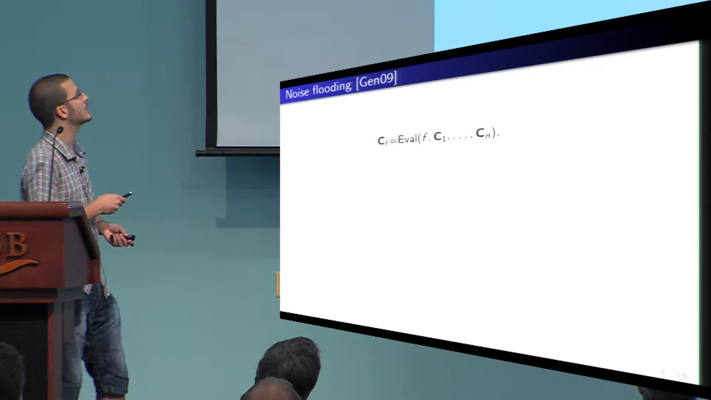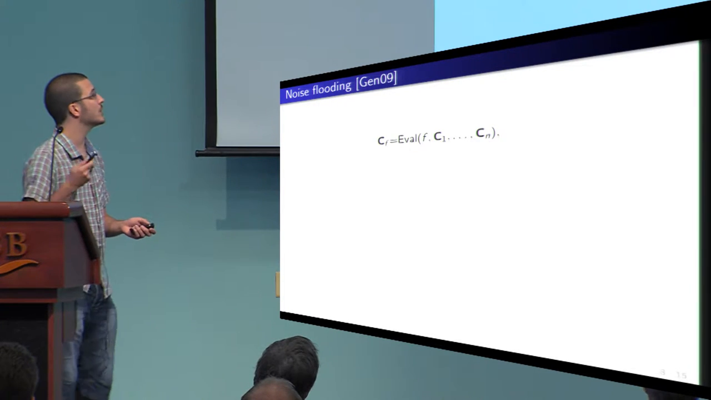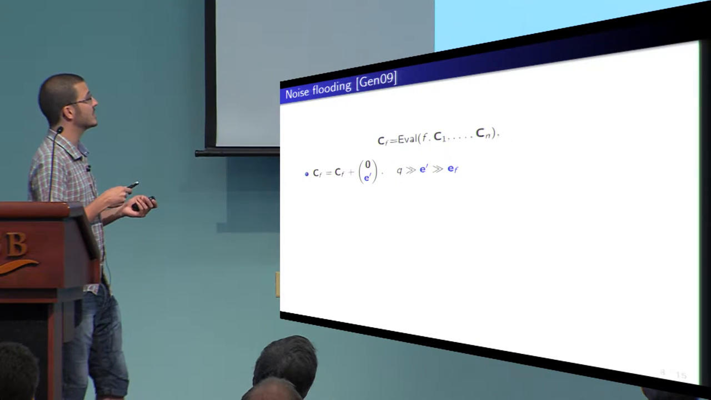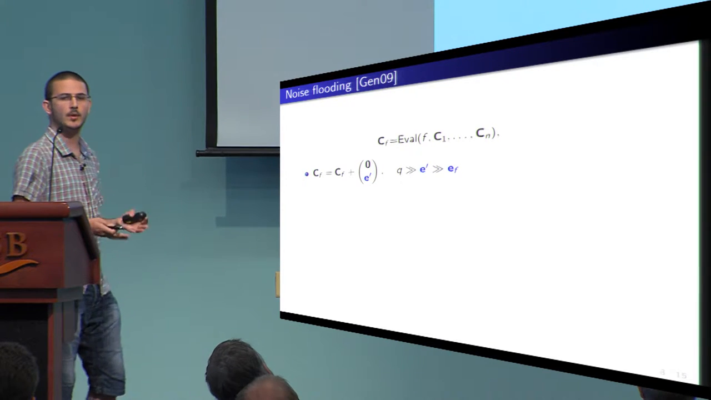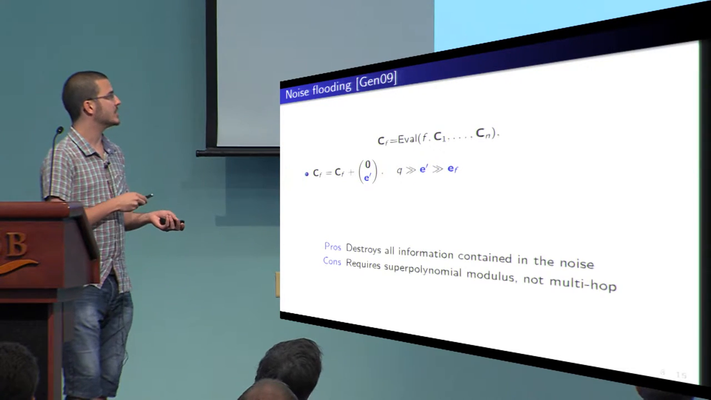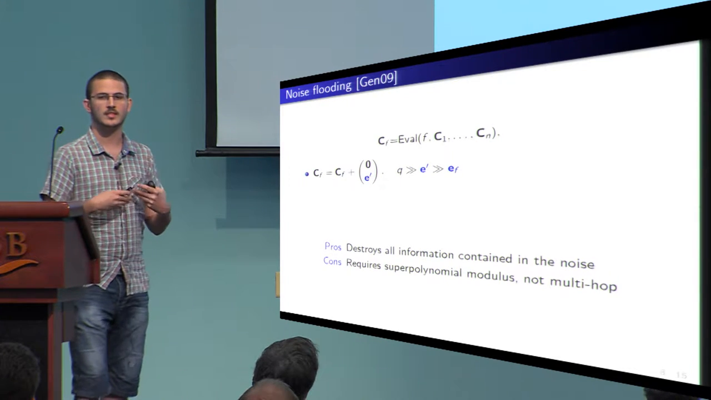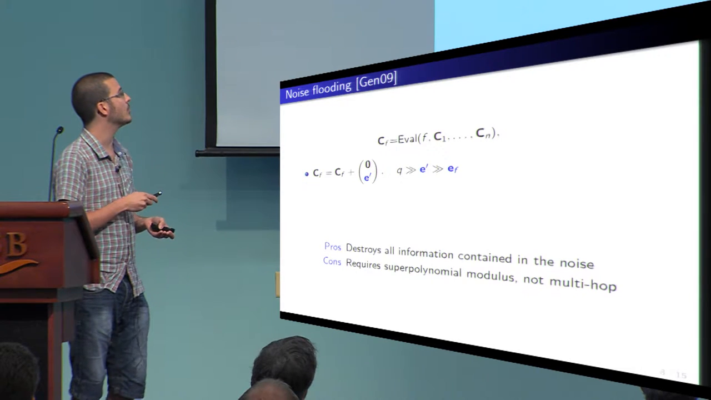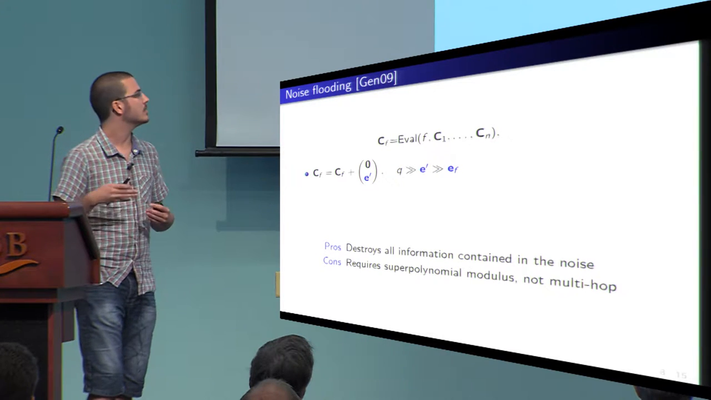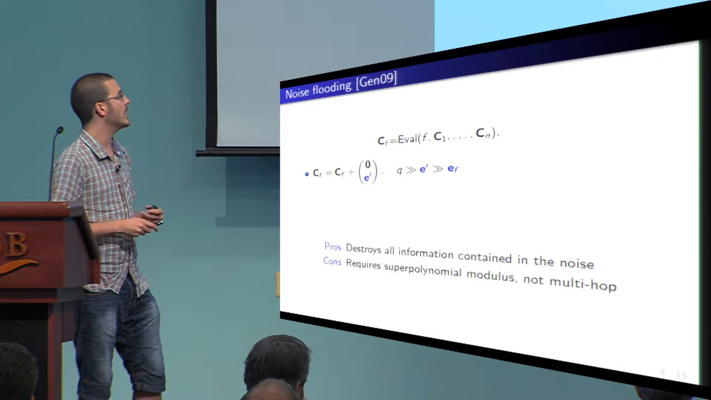In the seminal work of Gentry, let's say you have a ciphertext which is the result of an evaluation. The first solution proposed by Gentry was to add some noise. Since the information is leaked in the noise, if we add an amount of noise that is super polynomial in what already exists, all the information will be destroyed. The advantage is that you destroy all the information that was leaked. The disadvantage is that you need to add a super polynomial amount of noise. Since the noise needs to be smaller than the parameter Q, which is the modulus, Q needs to be super exponential. Another problem is that you cannot do more operations on your ciphertext since you have already added a very high amount of noise.